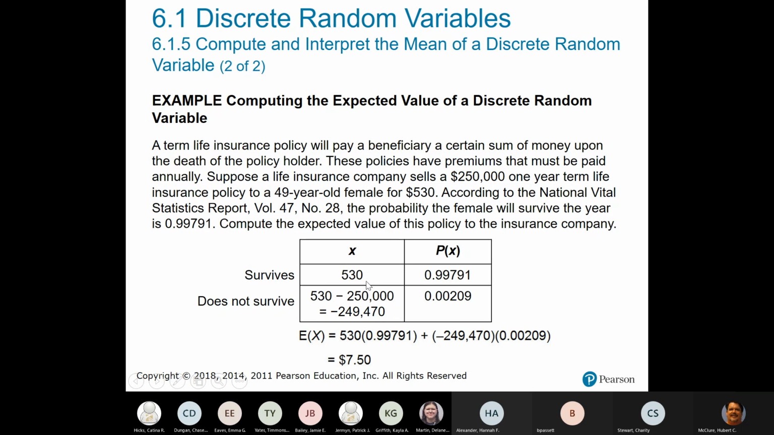What is the probability that she's alive at the end of the year? 0.99791. What's the complement of alive? Dead. So what's the complement of 0.99791 to 1? 0.00209. And now, this is a spreadsheet question. You take this times this and add it to this times this. And you get $7.50. That's the expected value of this policy to the insurance company.